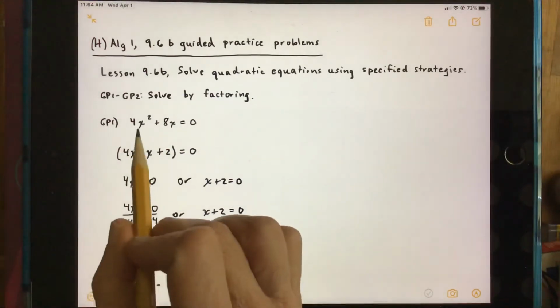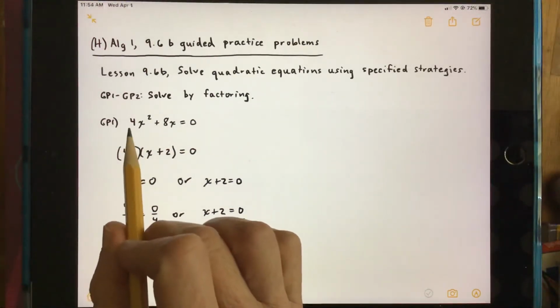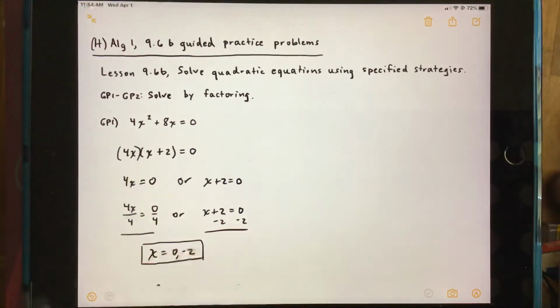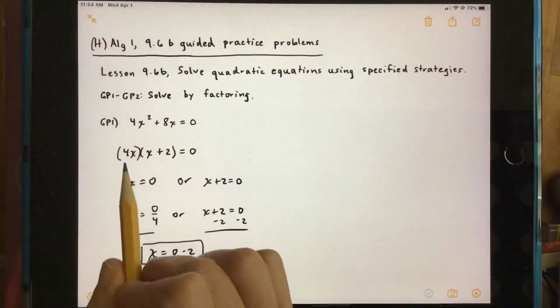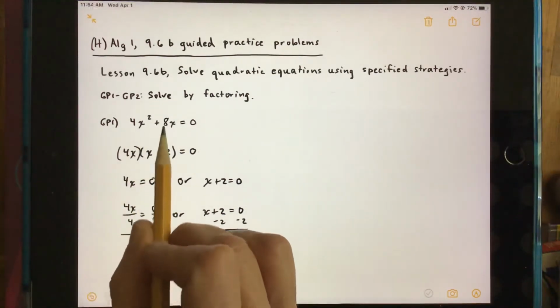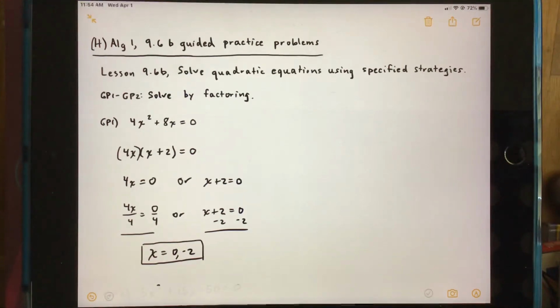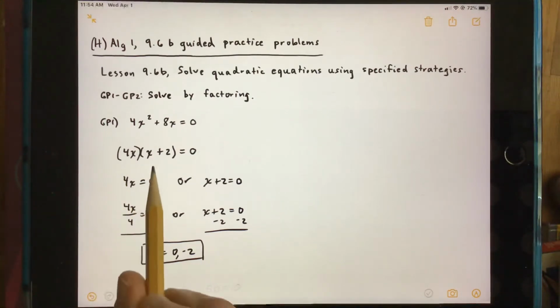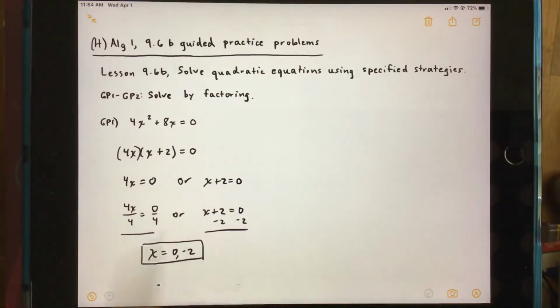So we can factor out 4x. You can divide 4x squared by 4x, and you can divide 8x by 4x. So I'm going to factor that out, and then using the distributive property in reverse, 4x times x gives us 4x squared, and 4x times 2 gives us our 8x. So we now have two factors equal to 0. We can set each of those factors, 4x equal to 0, and x plus 2 equal to 0, and solve both of those linear equations separately to arrive at the two values that solve this quadratic equation.